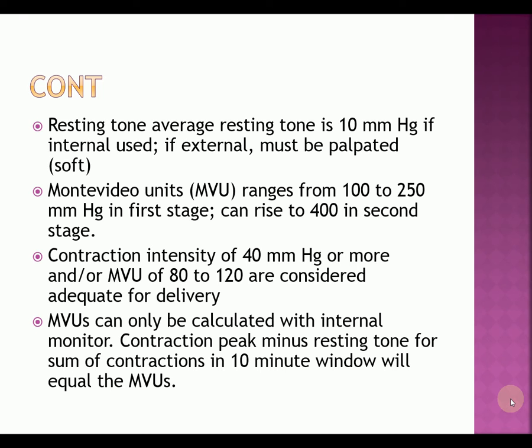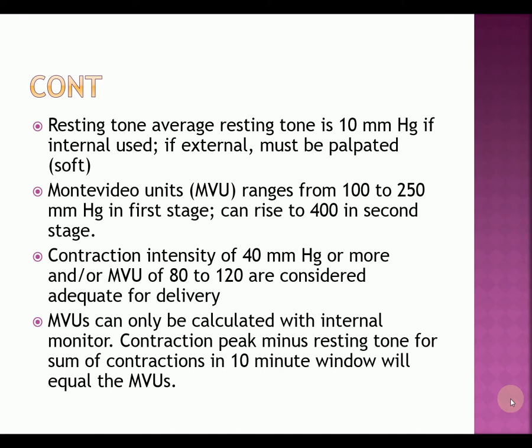In order to figure a Montevideo unit, you go to the peak of your contraction, say that your contraction peaks out at 80, minus your resting tone, which let's say was 10, so that will equal 70, and you're going to do this in a 10-minute window. For the sake of simplicity, we'll say that there were 3 contractions in that 10-minute window that were all equal. So we can say 3 times 70 is 210. So our Montevideo units would be 210.